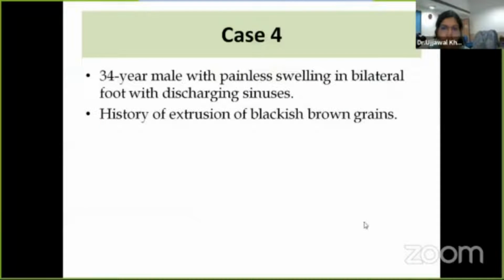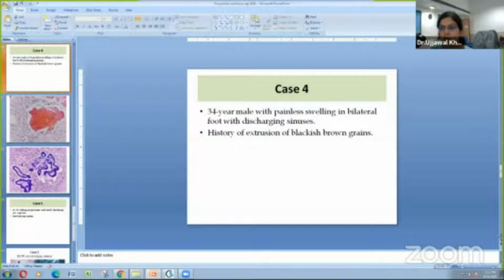This is the same case. So case 4, a 34-year-old male with painless swelling and bilateral foot with discharging sinuses and overlying epidermis. There was a history of extrusion of blackish grains. So this patient has a classical presentation of mycetoma, which comprises swelling, underlying discharging sinus, and inflammatory infiltrate, and we can make out the extrusion of pigmented colonies, which are nothing but the same as grains, the entangled masses of pigmented hyphae.